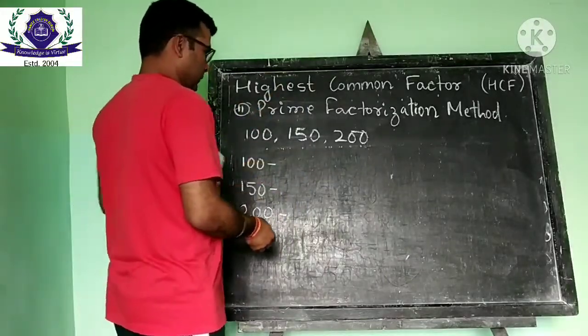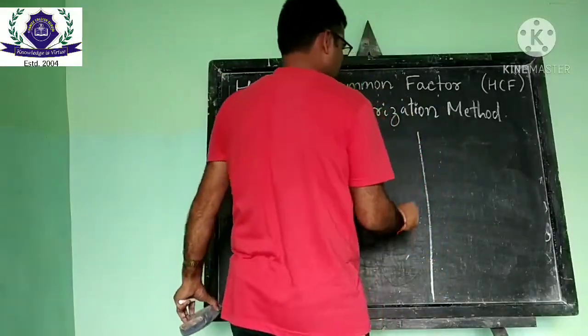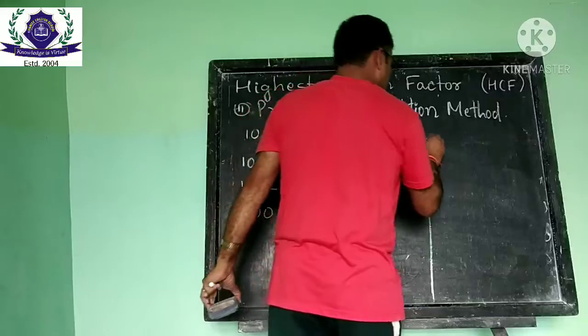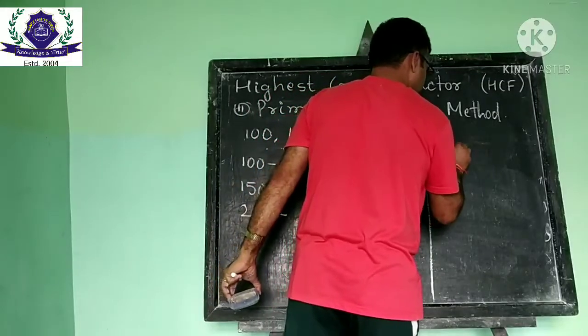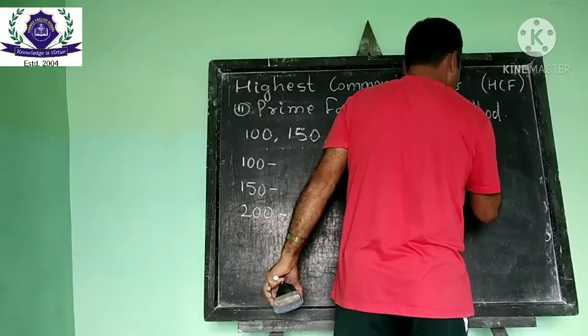Here we have to find the prime factors of all these numbers. Let us take this as rough work: first 100, second 150.